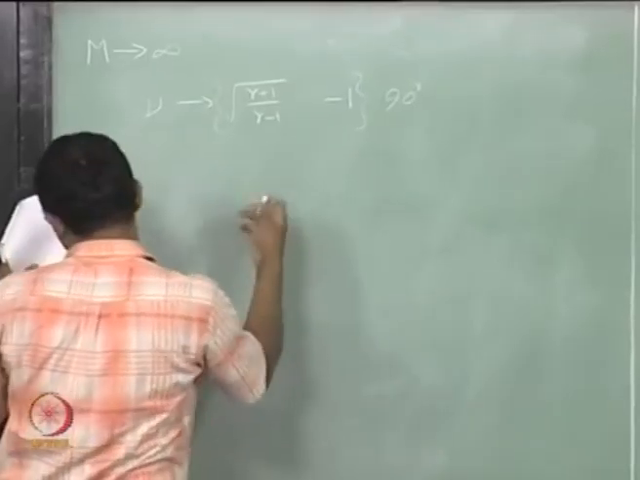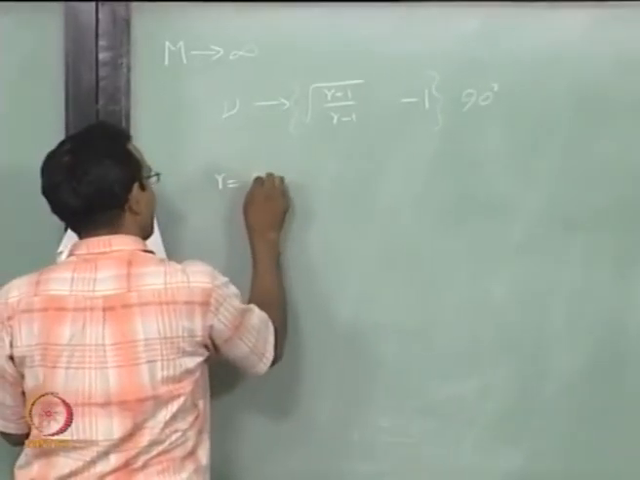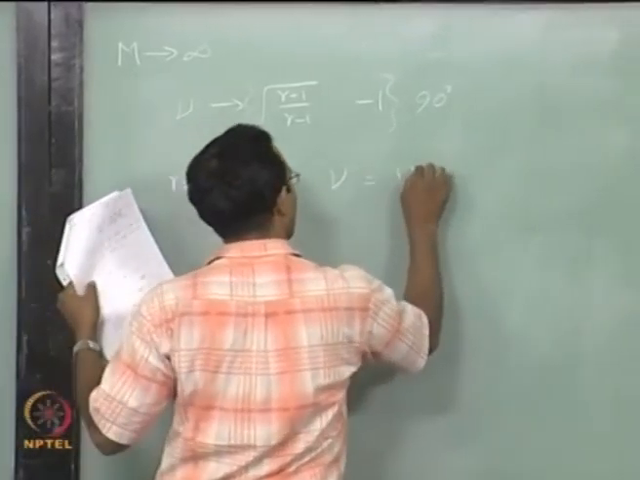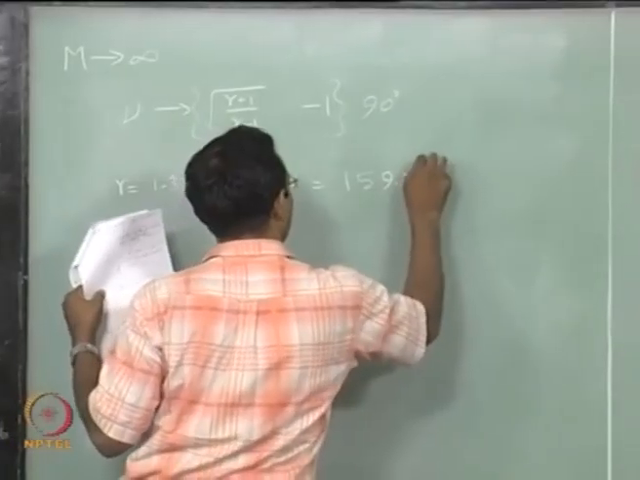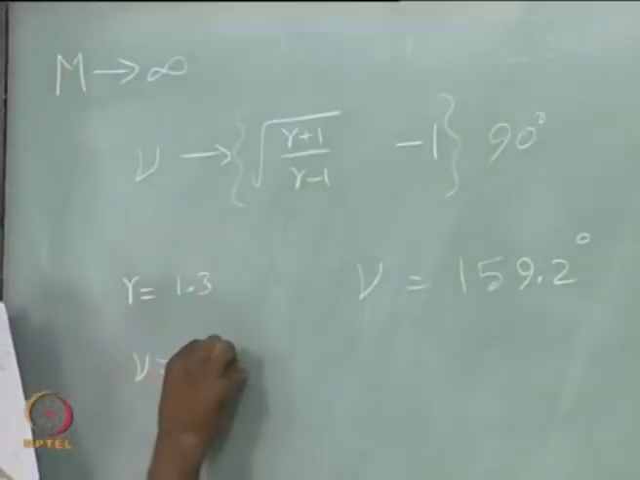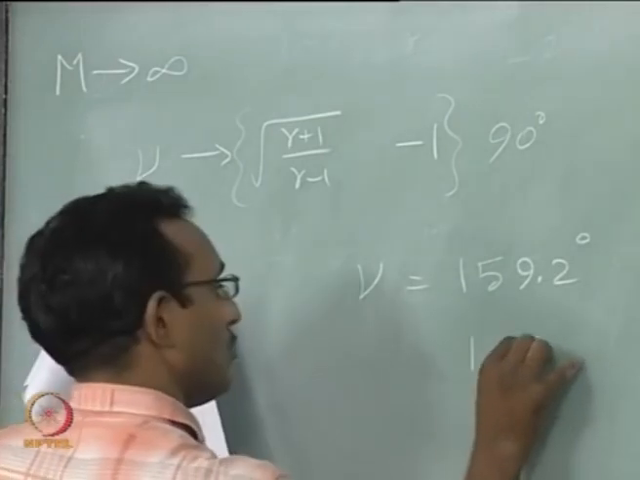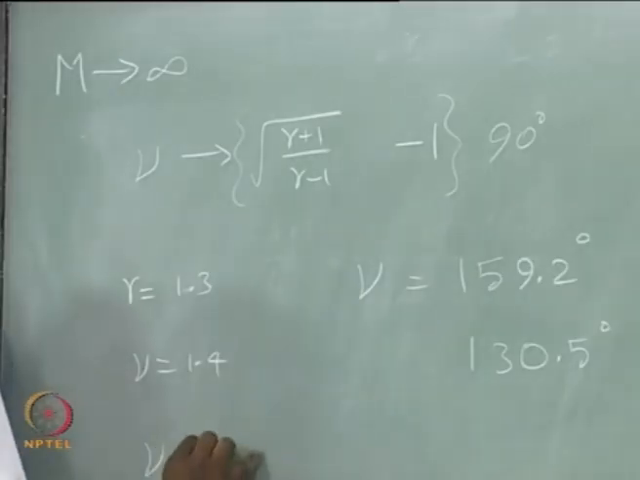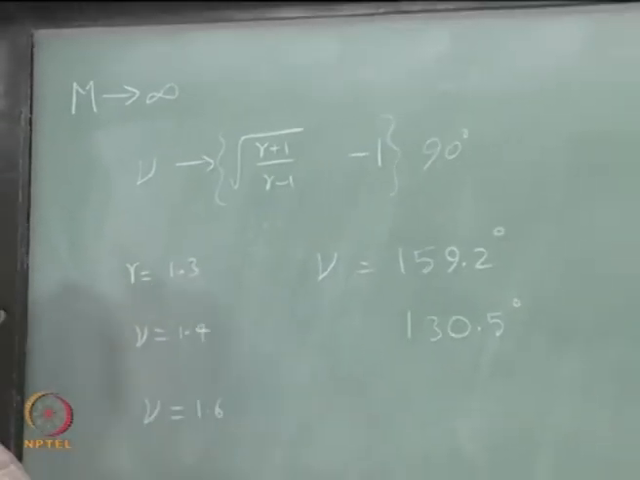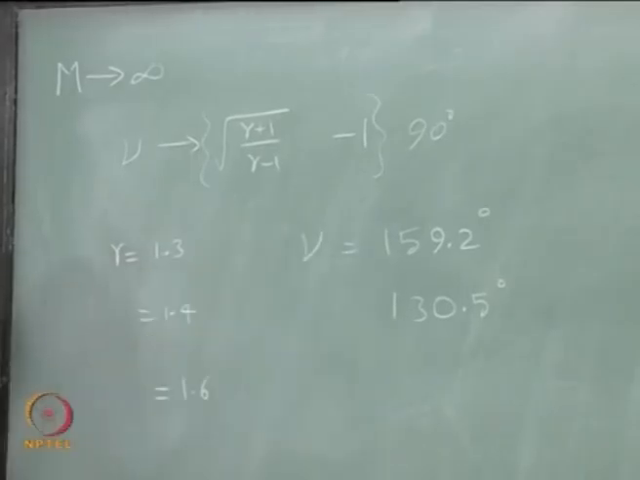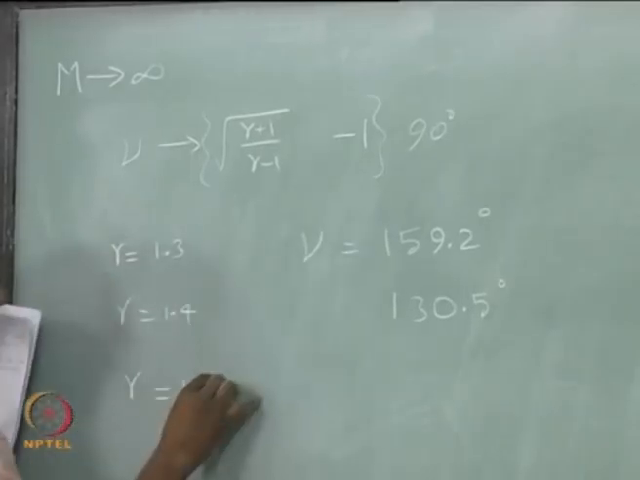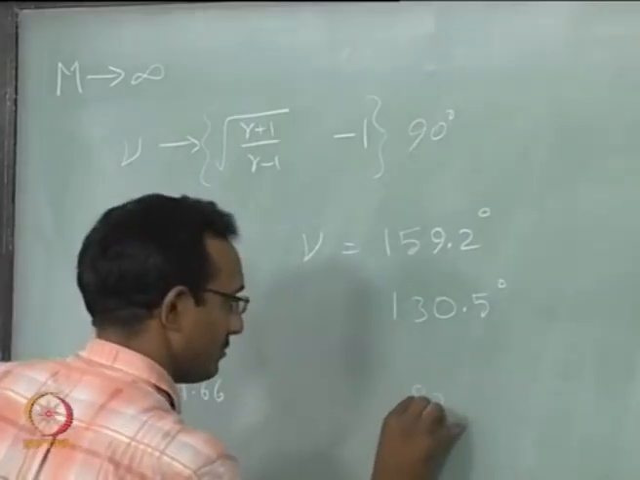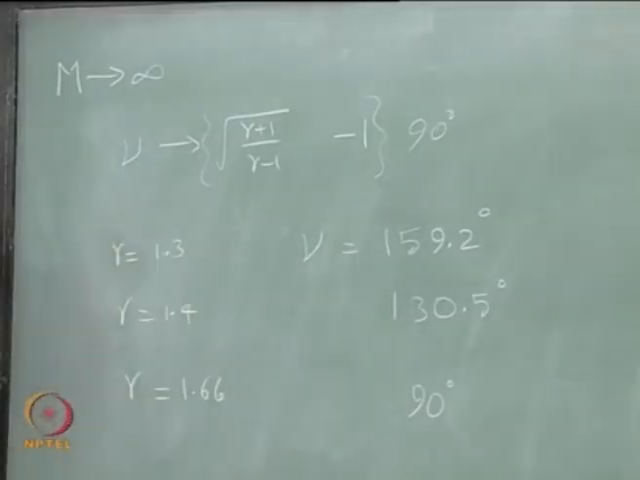Now let us look at this number for 3 different cases. Gamma equal to 1.3, this number is 159.2 degrees. Gamma equal to 1.4, this number is 130.5 degrees. Gamma equal to 1.67, oh sorry, I put ν here, it should be gamma here, and that is ν. 1.66, this value is 90 degrees. This is what we are having.